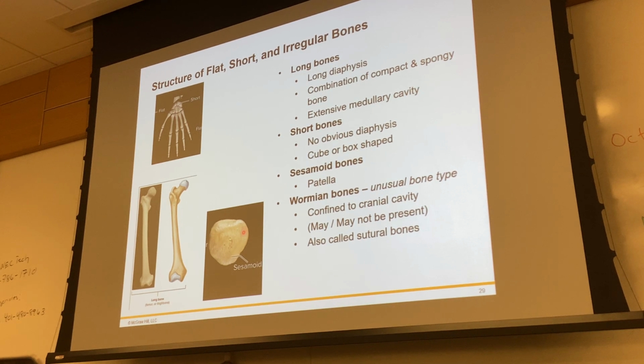A sesamoid bone, one example is the patella, and then the Wormian bones are also called sutural bones. They're associated with how you develop and strengthen your skull. If the skull develops individual bones that are still ossified, then it looks like a Wormian bone. If someone else's skull doesn't have it, it doesn't matter.